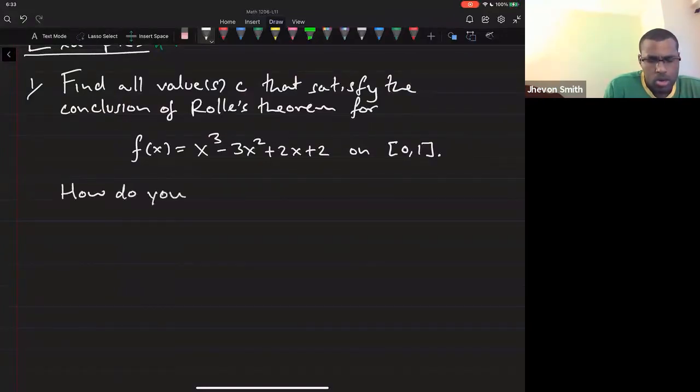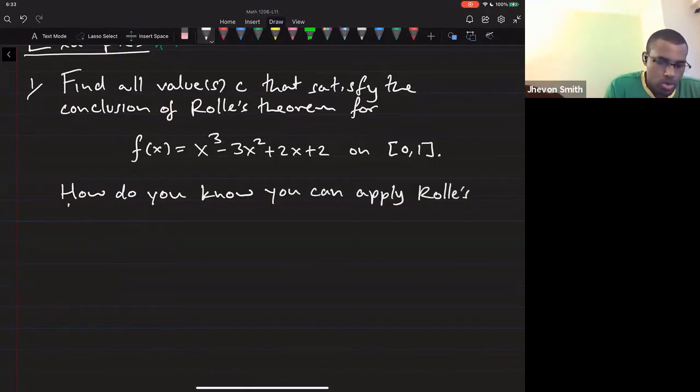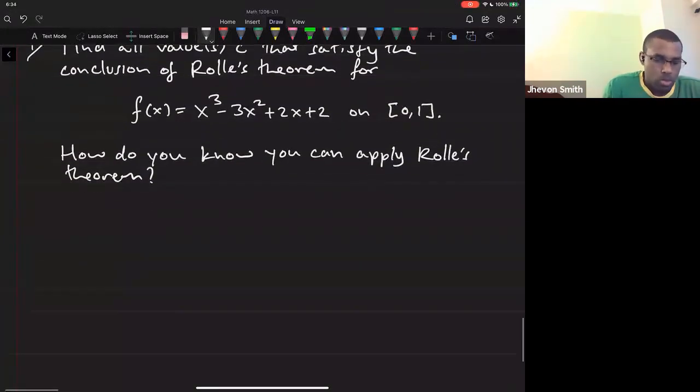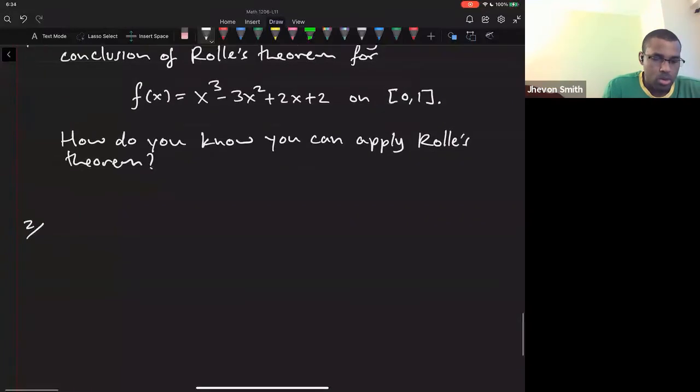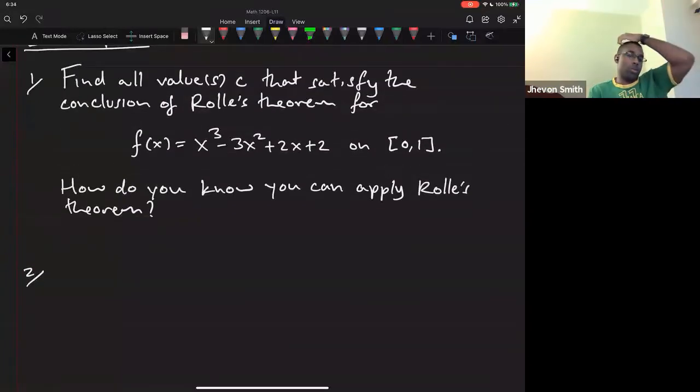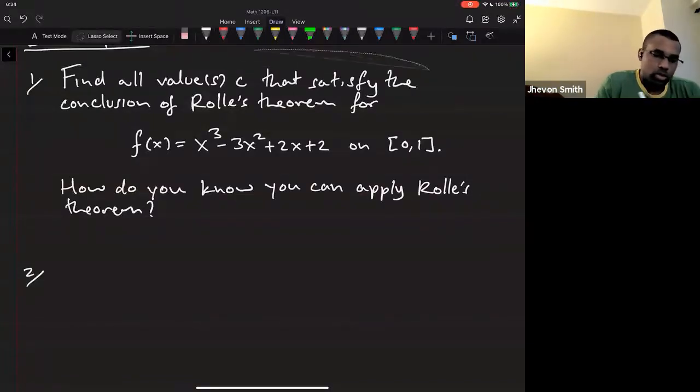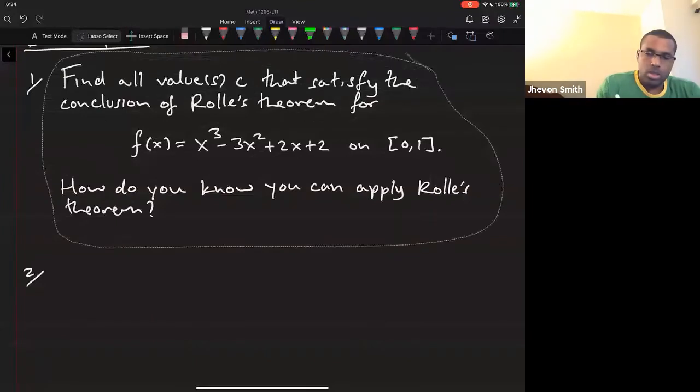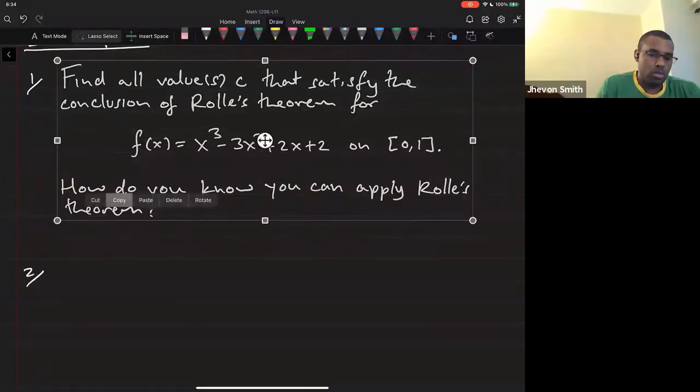How do you know you can apply Rolle's theorem? And two, it's actually going to be very similar.